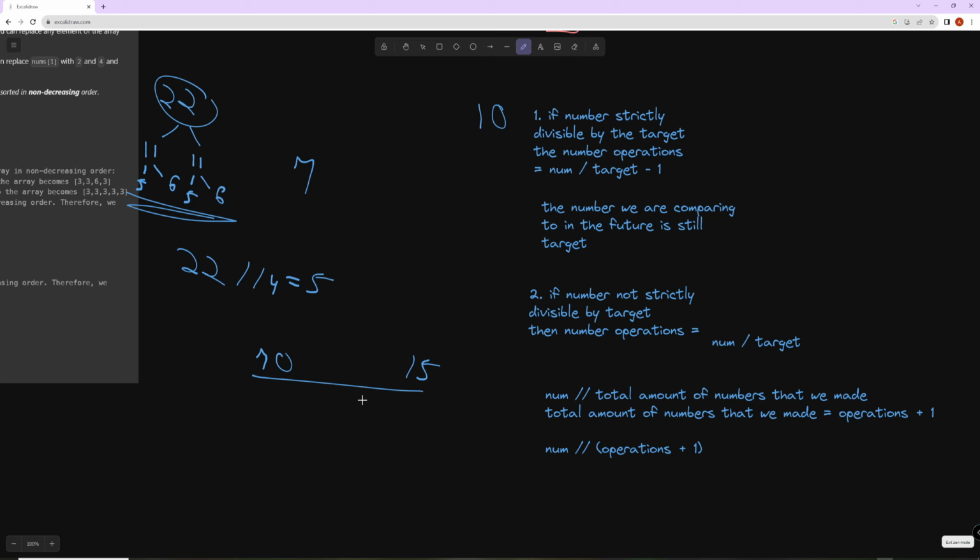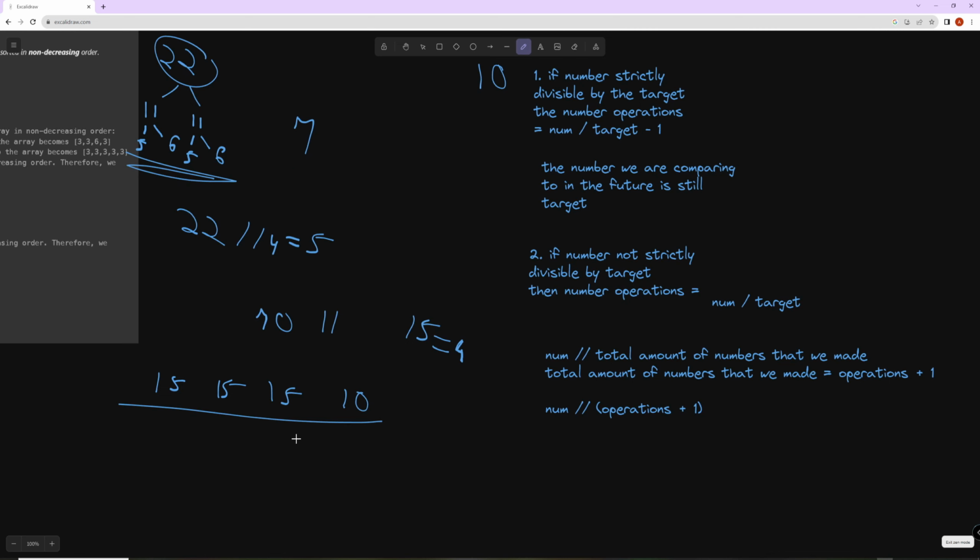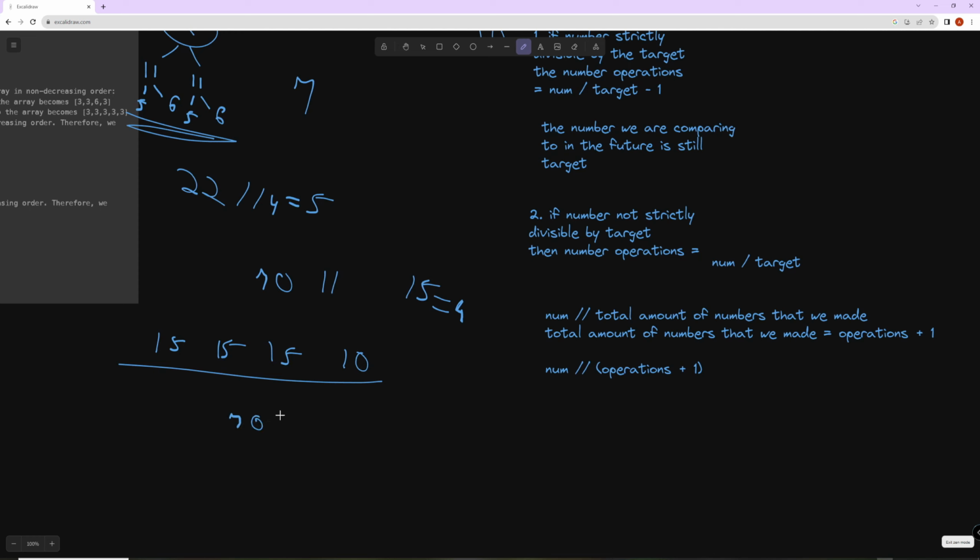So 70 divided by 15, I think it's 4, right? So 70 divided by 15 is 4. And if you think about it, one way you could break it down is 15, 15, 15, 10. But like I said, this wouldn't be ideal, right? So you do make 4 numbers, but this isn't ideal. So you want to figure out what would actually be the ideal number of doing it. And the ideal number would actually be 70 lower divide 4, which would be 17.